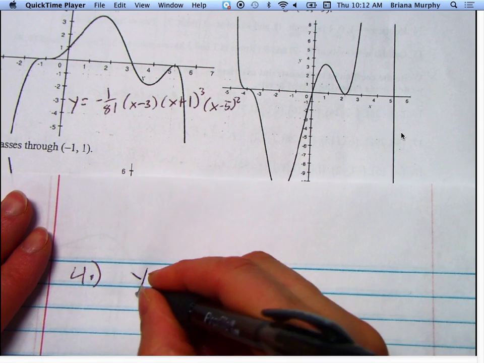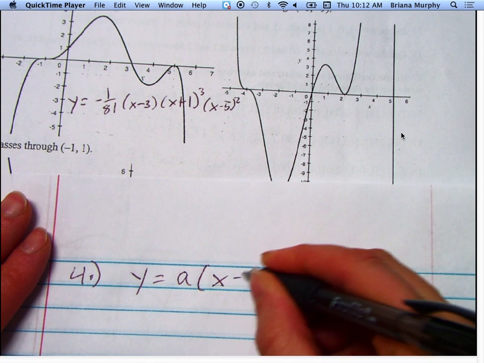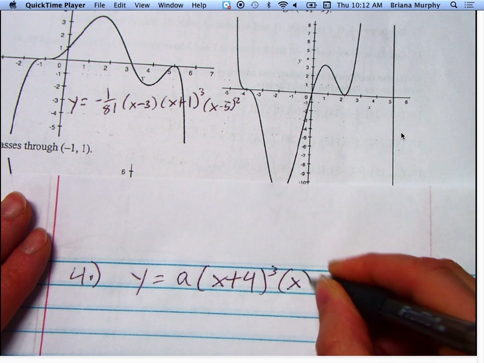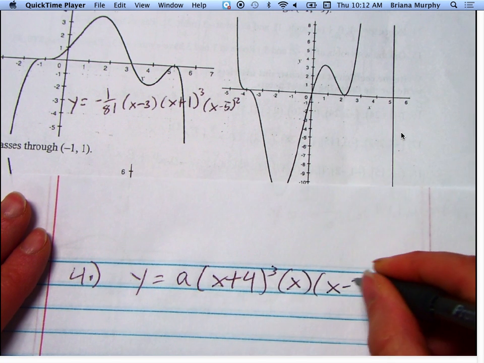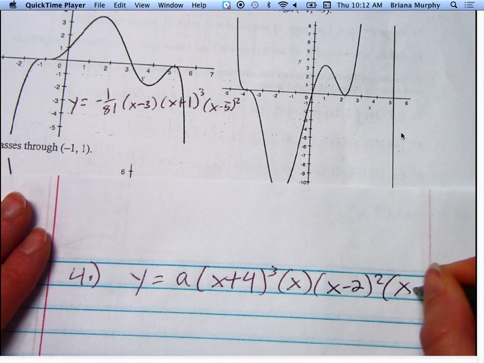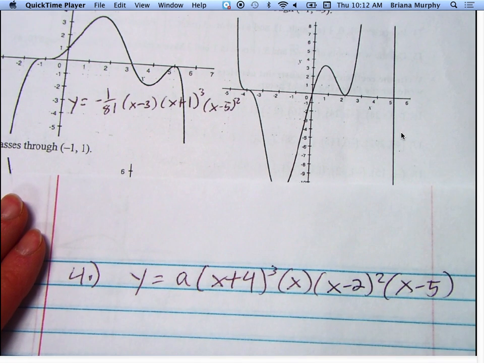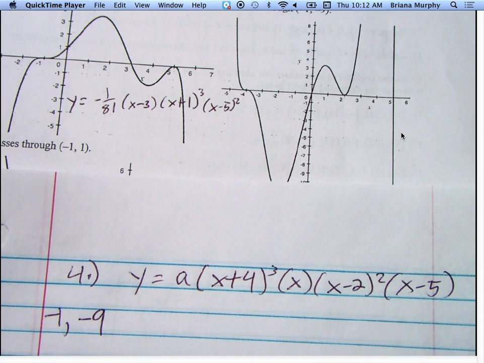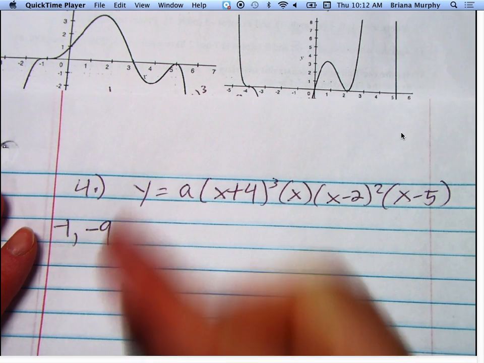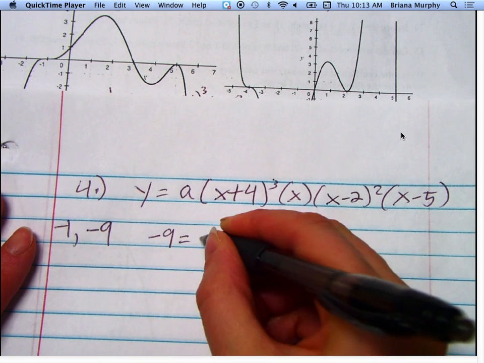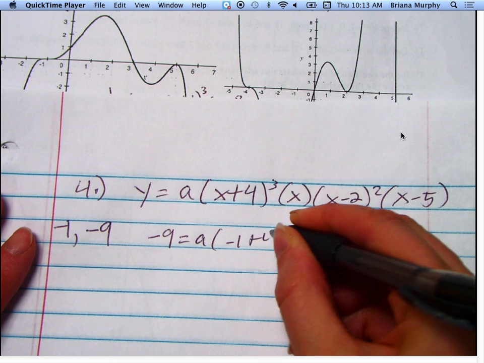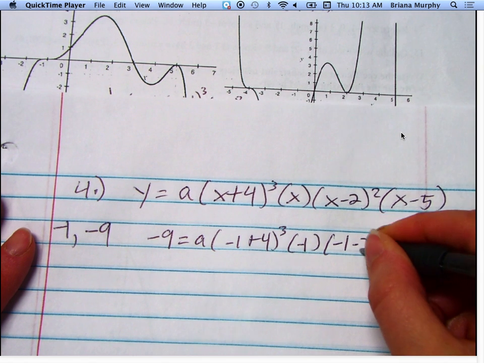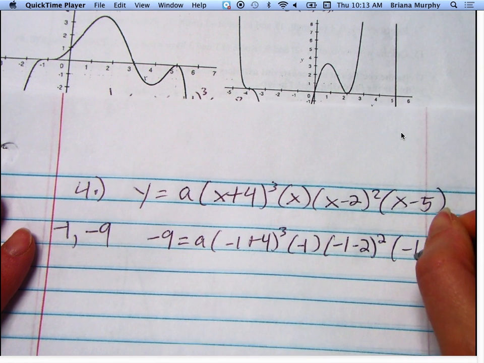We are going to say y equals a times x plus 4 cubed times x minus 2 squared times x minus 5, correct? Okay, now we're going to plug in the point negative 1, negative 9. Negative 1 for my x, negative 9 for my y. So I'm going to get negative 9 equals a times negative 1 plus 4 cubed times negative 1 minus 2 squared times negative 1 minus 5, right?